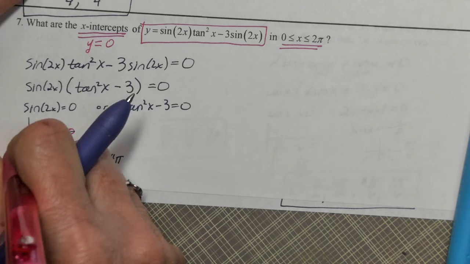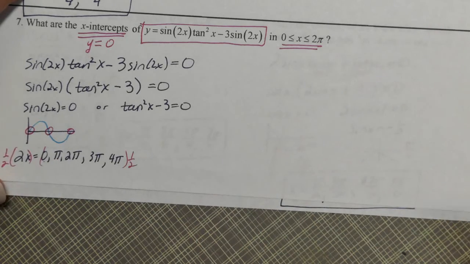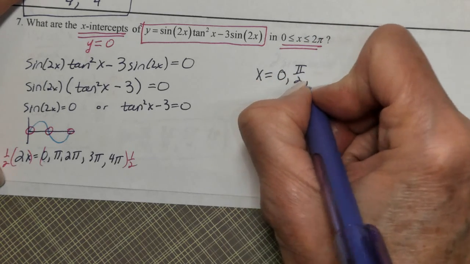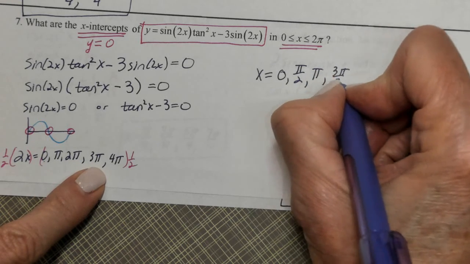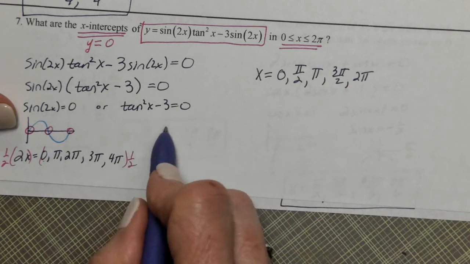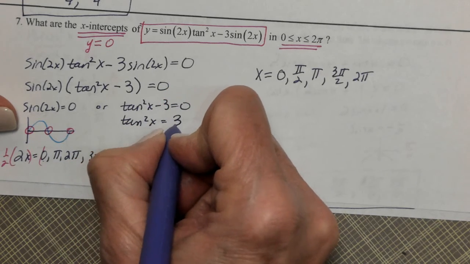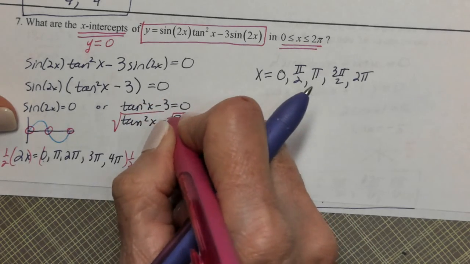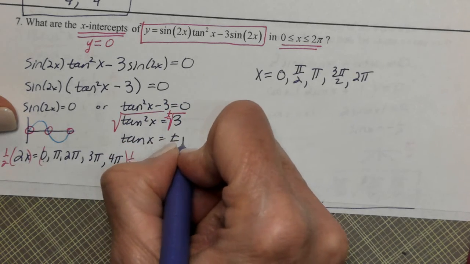And then now I will take half of both sides. I'm going to write this over here. So x will be 0, pi over 2, pi, 3 pi over 2, and 2 pi. Right? Now for this piece. Tangent squared x is 3. Square root both sides, plus or minus. Tangent x is plus and minus square root 3.